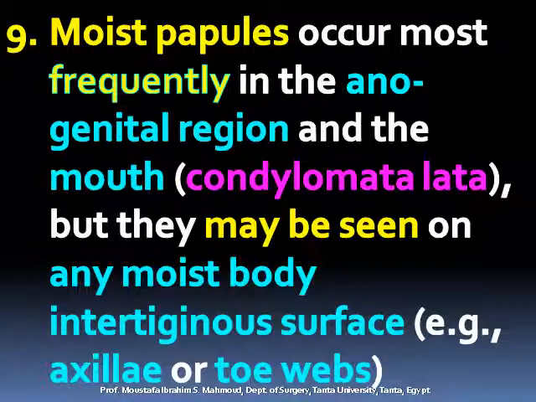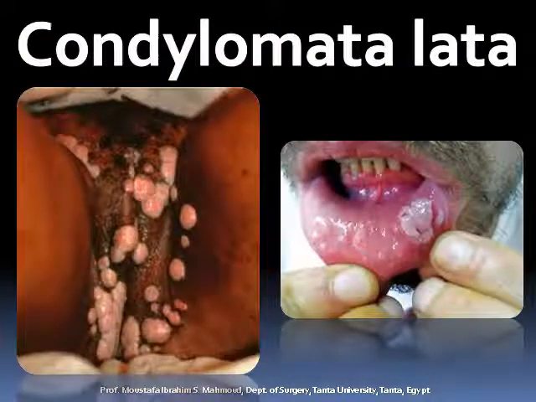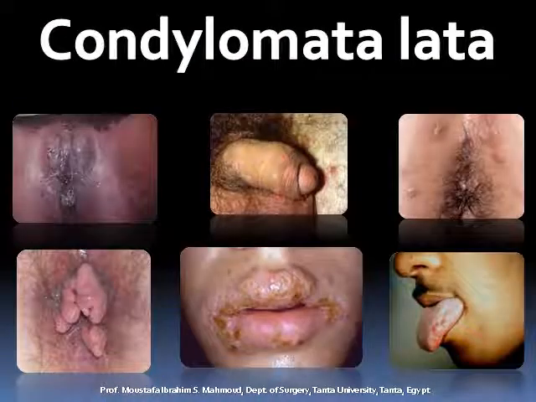Moist papules occur most frequently in the anogenital region and the mouth. They are called condylomata lata, but they may be seen on any moist body intertriginous surface like the axilla or the toe webs. Condylomata lata.